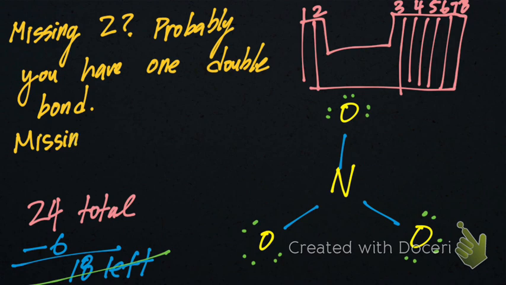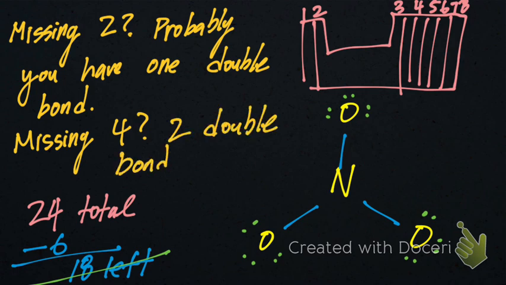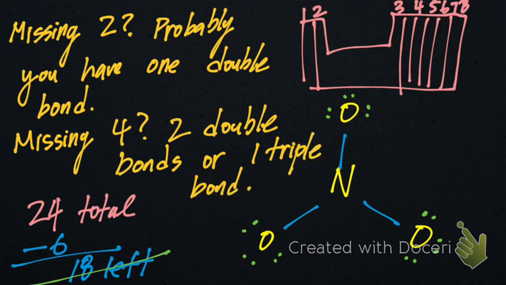If you're missing 4, you can have 2 double bonds or maybe 1 triple bond. A triple bond is like adding 2 more lines, right? 2 double bonds is adding 2 more lines. So every extra line you draw, you're making up 2 electrons. So it's either 2 double bonds or 1 triple bond, and it'll depend on the structure. So in this case, I'm missing 2, which means that I have probably 1 double bond.